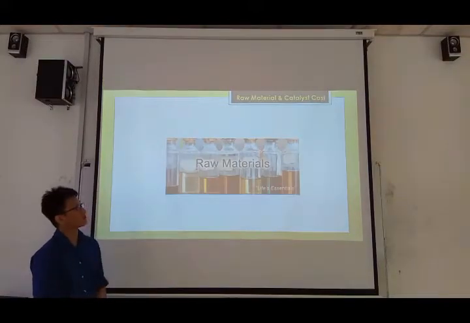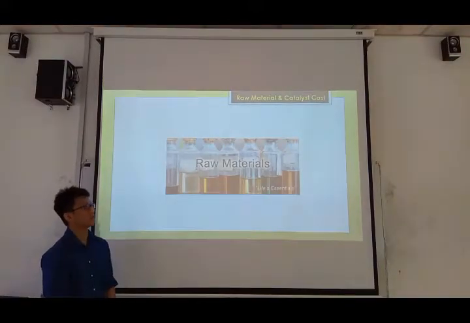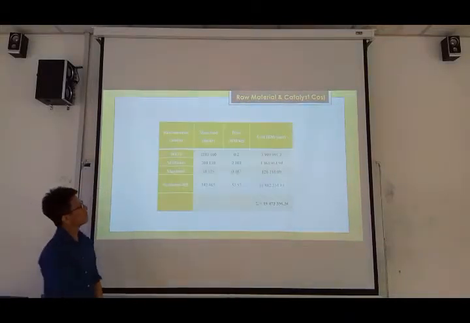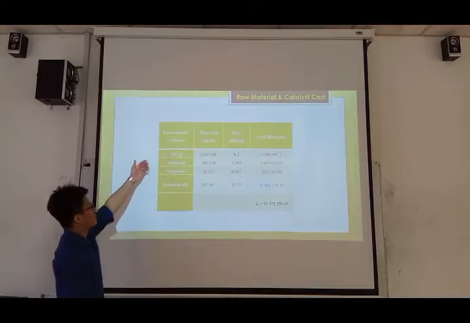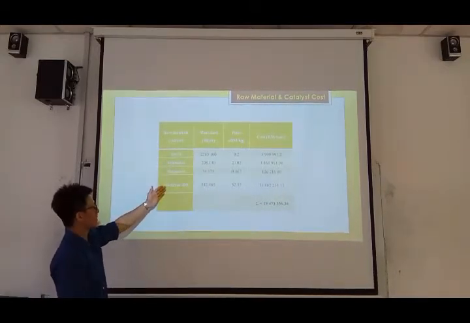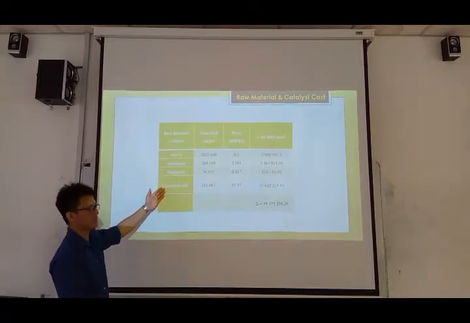So now I am going to talk about the raw material and catalyst costs in our profitability analysis. So in the calculations, we consider the raw material and catalyst. Waste cooking oil, methanol, and magnesium are the raw materials. Novozyme 435 is the enzyme that we have utilized in our process.